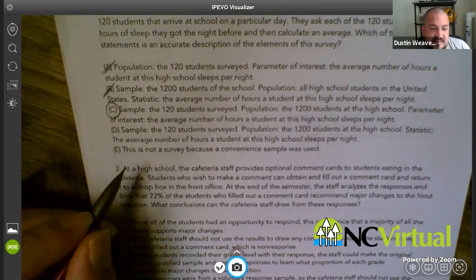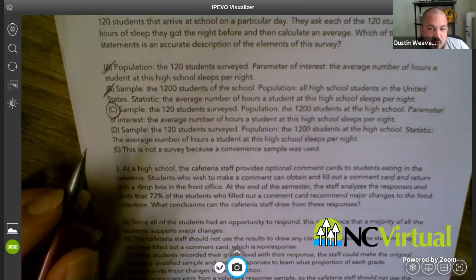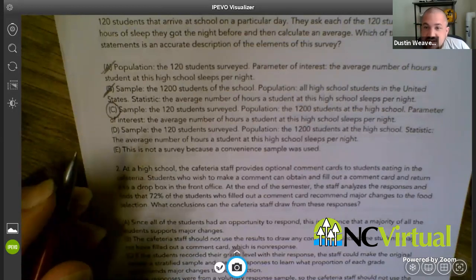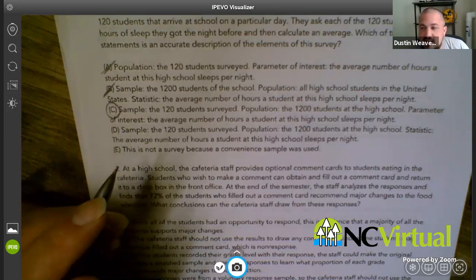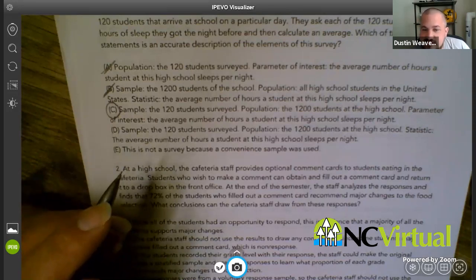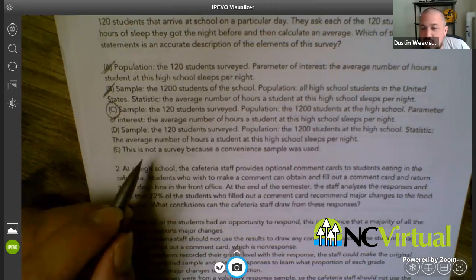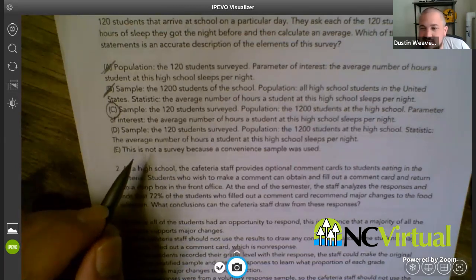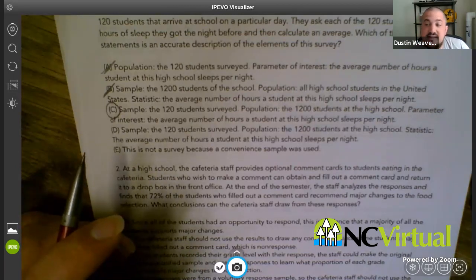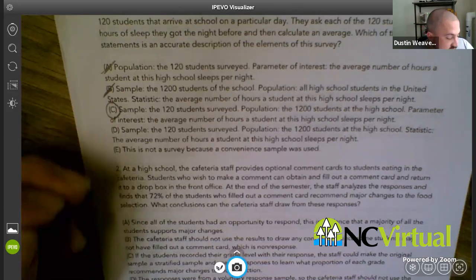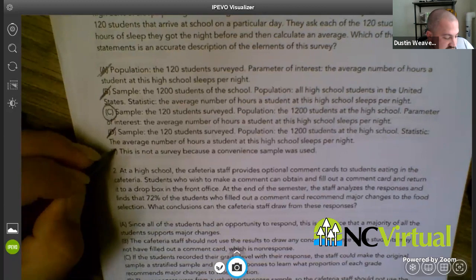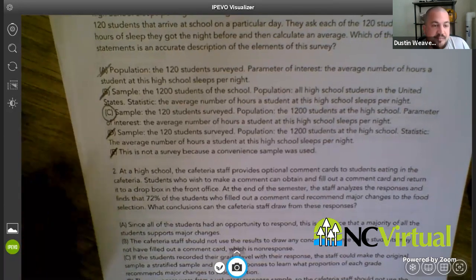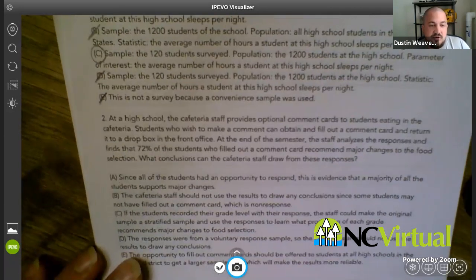And E says this is not a survey because a convenient sample was used. I do think a convenient sample was used because they just asked the first 120 that came in, so that made it really easy. But that's a problem with the survey, it doesn't make it not a survey. It makes it not a really good survey, but it still is a survey, even though it uses a convenient sample. Okay, so let's move to number 2.